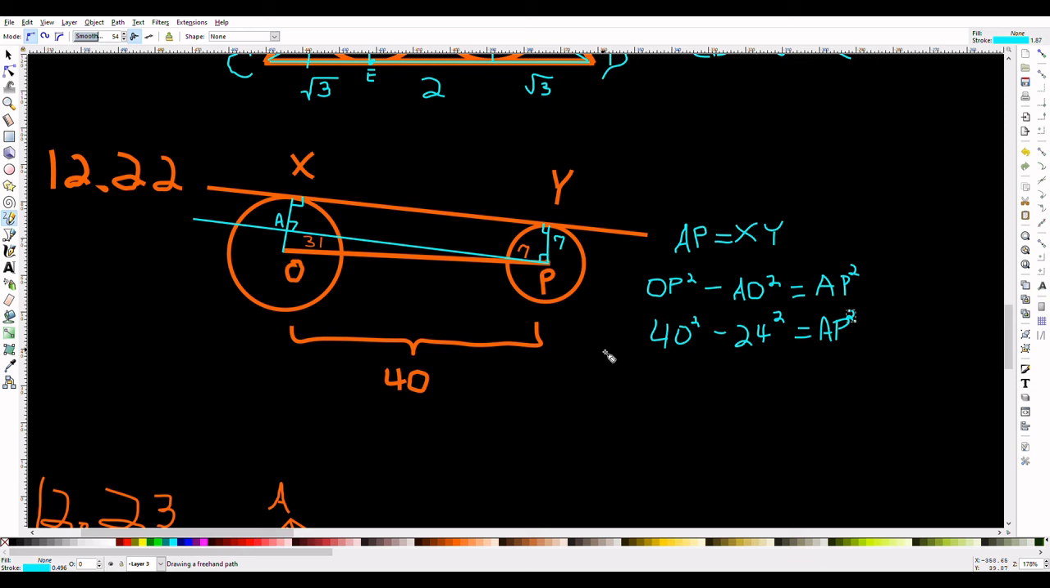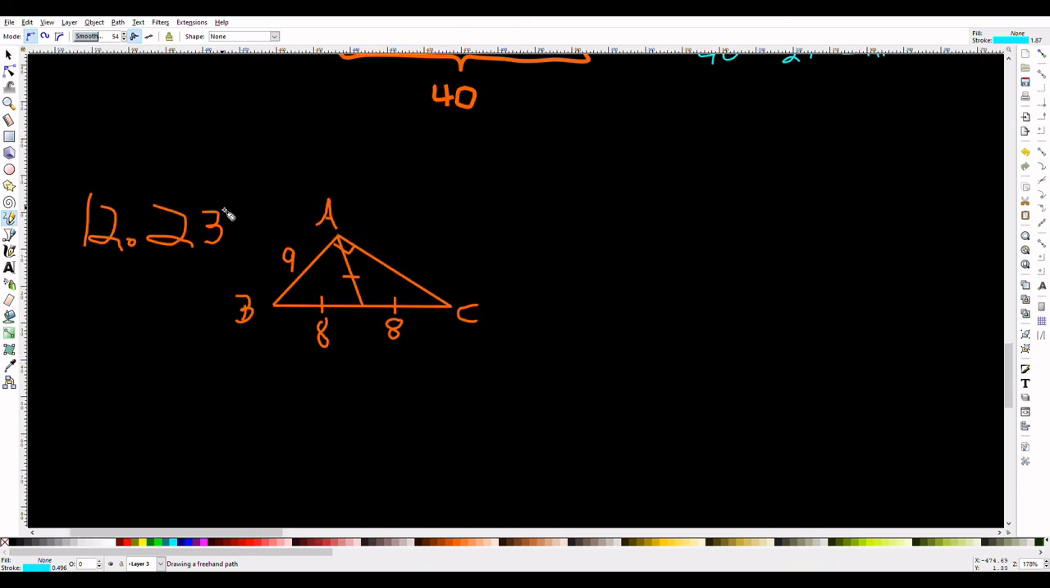Make sure you understand the steps I took and try to generate for yourself that core spark that says, aha, I need to make a rectangle. I need to make a line parallel to XY. So our last problem, 12.23.